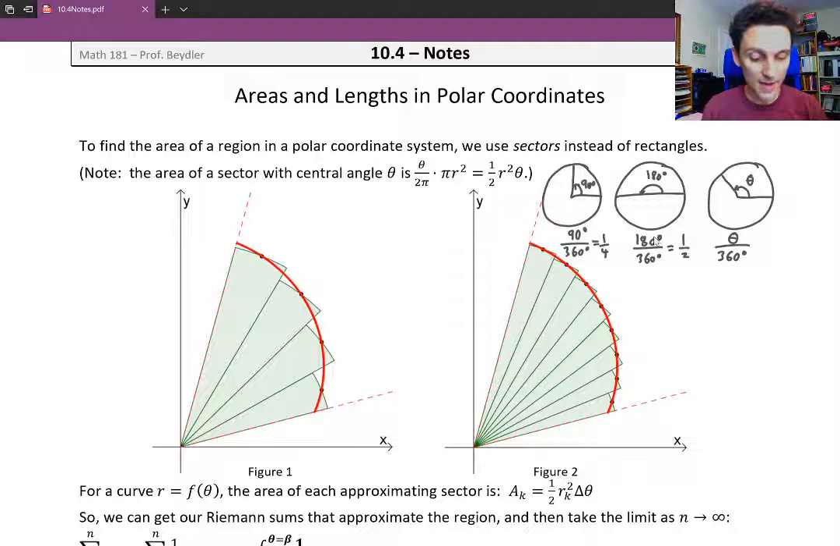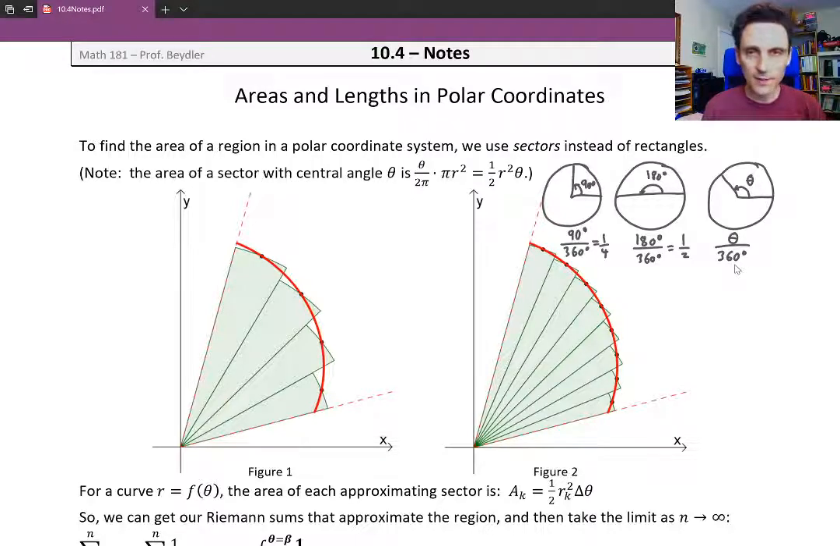The way we can get the half is by taking the angle and dividing it by 360. So in general, that's true. If you have the angle of a sector, theta, and you want to find out what fraction of the full circle that sector is, you can take theta, divide it by 360 degrees, and that'll give you the fraction that the sector represents of the full circle.